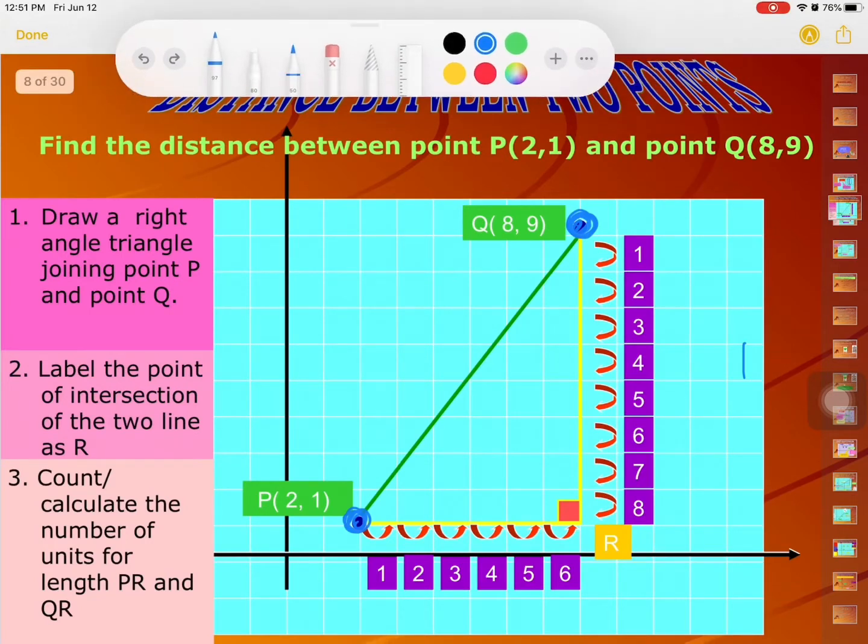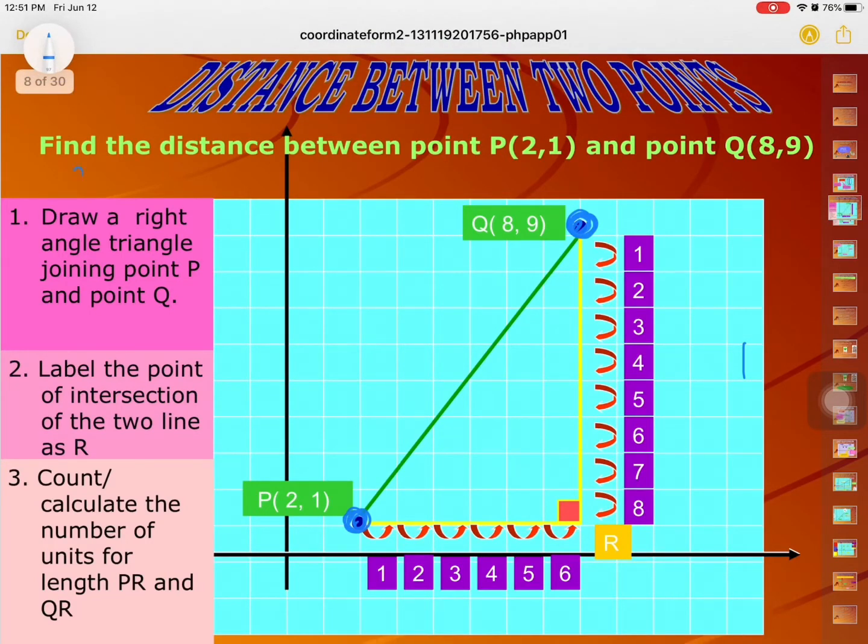So what we need to do is, first thing first, let's look at the steps. First, draw a right angle triangle joining point P and Q. Because if you want to find the distance between these 2 points, you have to remember that we have to use the Pythagoras theorem. It's okay if your triangle looks like this, not a problem at all, as long as it's a right angle triangle.